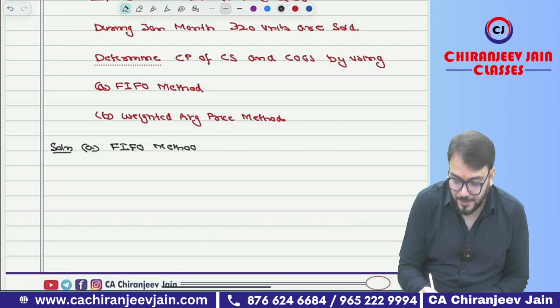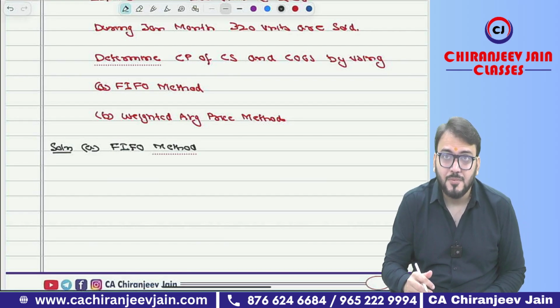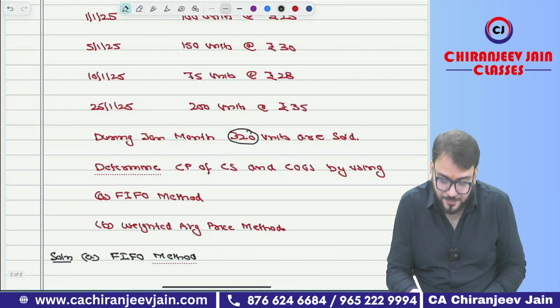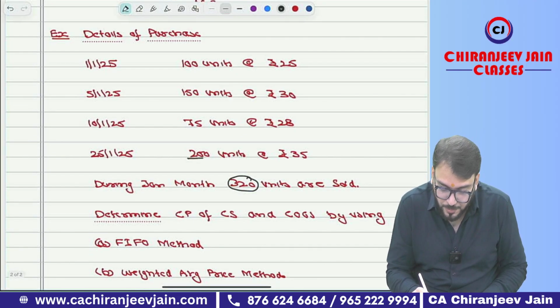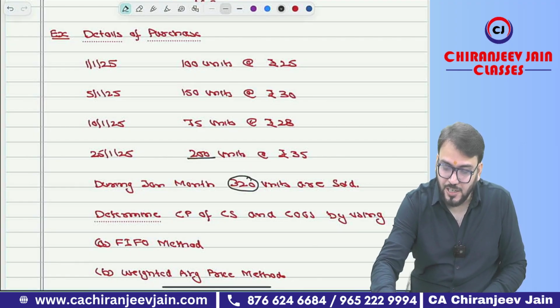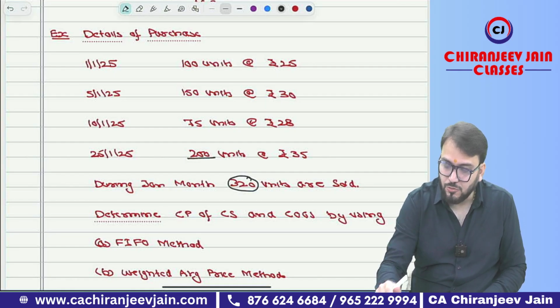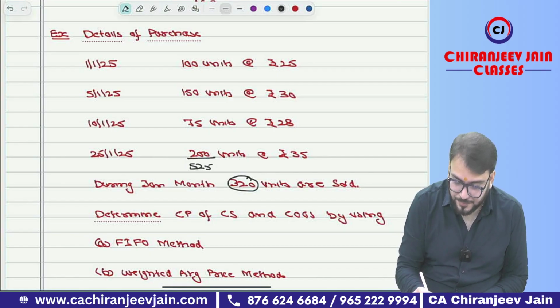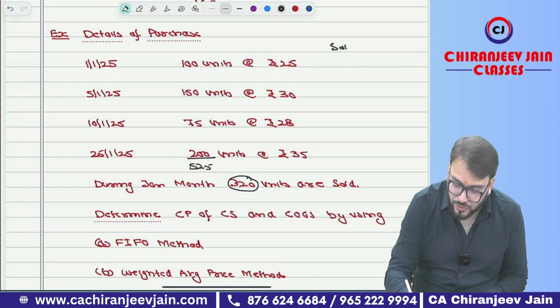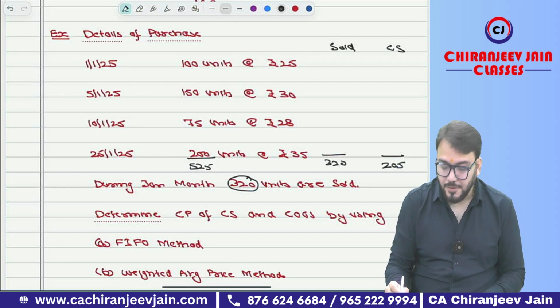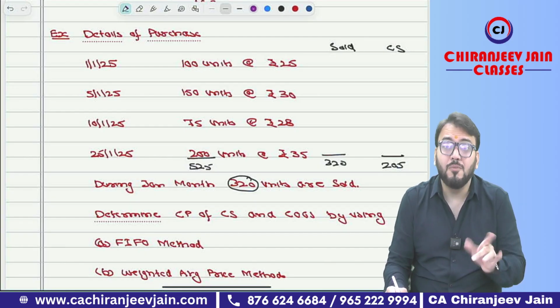Now, first in first out method means what? Whatever units purchased first will be sold first. It means you can see 320 units are sold. Means how many total units are purchased? You can see 100 plus 150 plus 75 plus 200. It is 525. It means one thing is clear, that sold total is 320. The closing stock total will be what? 205.